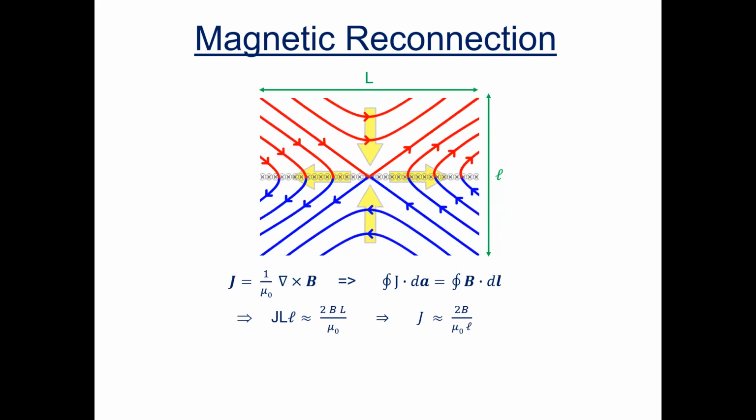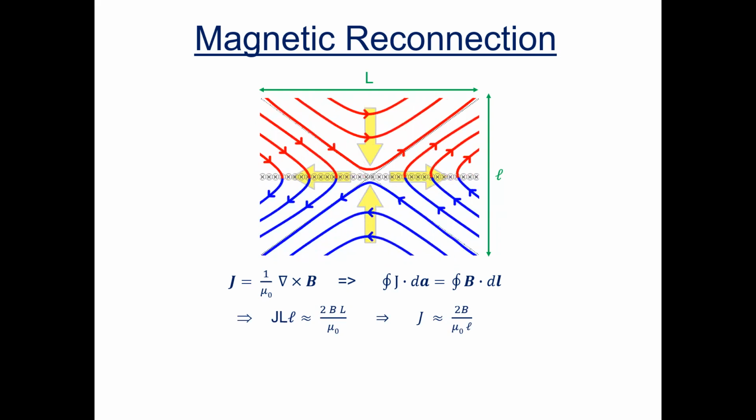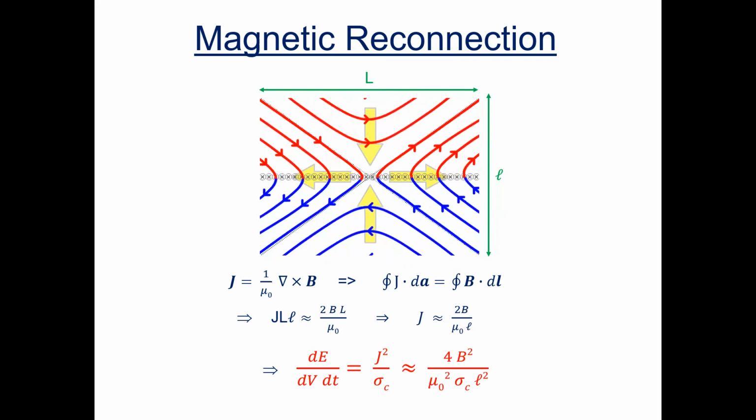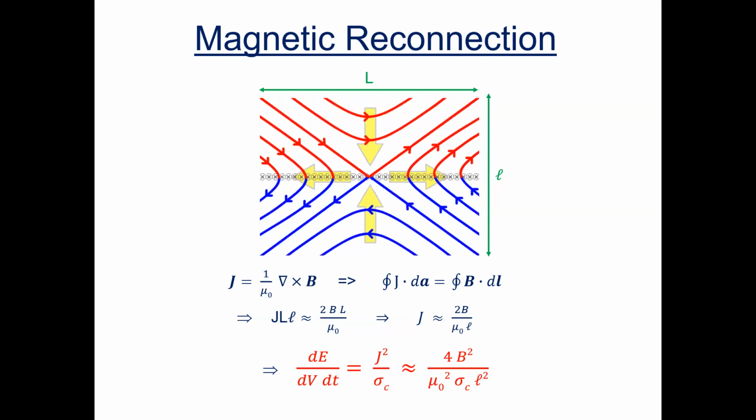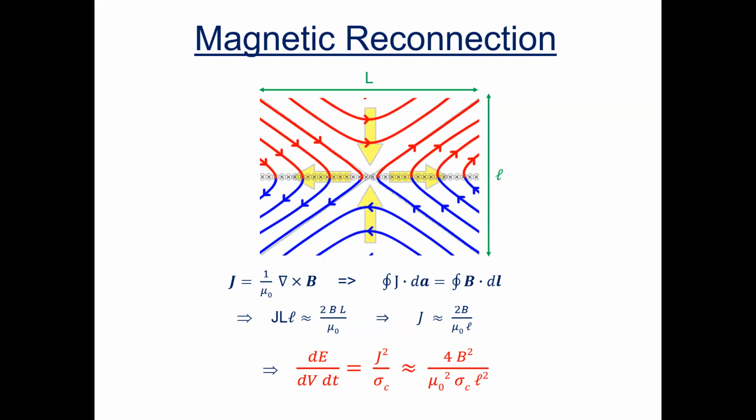So we can estimate what the current is, and then the energy dissipation just from resistivity. This is J squared over sigma. So we have a very rough analytic estimate of the energy dumped into the plasma from magnetic reconnection. But this is about as far as we'll go in doing actual hands-on physics.